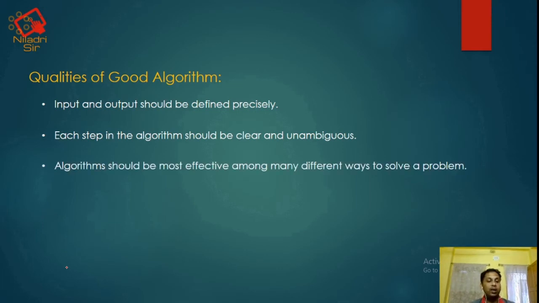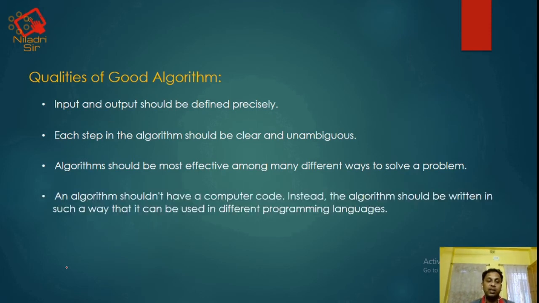Next one is the algorithm should be the most effective among many different ways to solve a problem. That means an algorithm should be written in such a way that anybody can solve it in different programming languages. Next one is the algorithm should not have computer code. Instead, it should be written in such a way that it can be used in different programming languages. As I told before, an algorithm must be written in a human communication language, English, Bengali, Hindi, or any other, but not in any programming language.